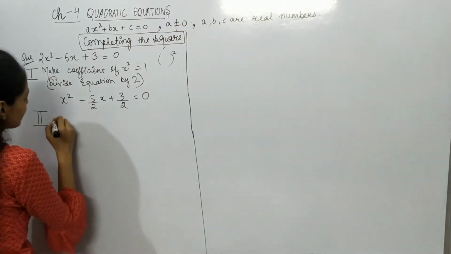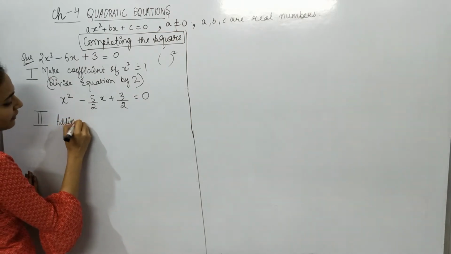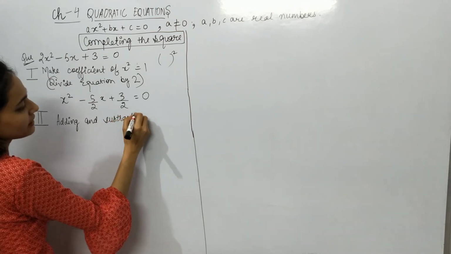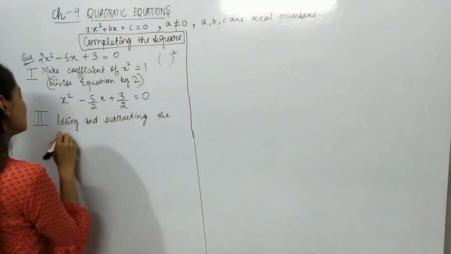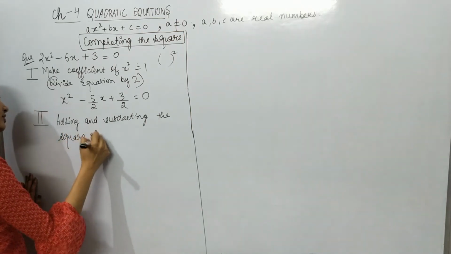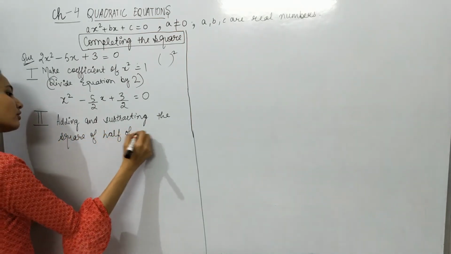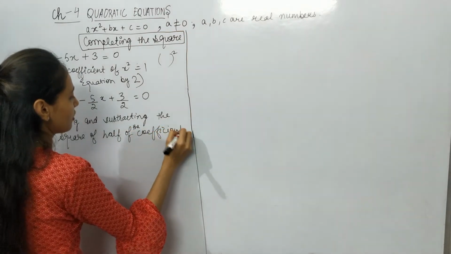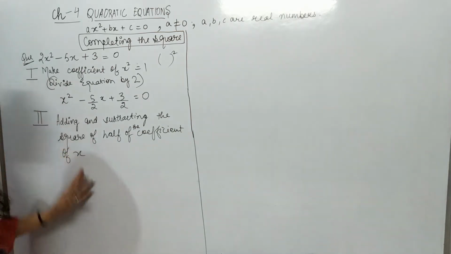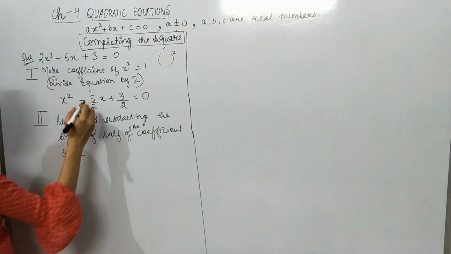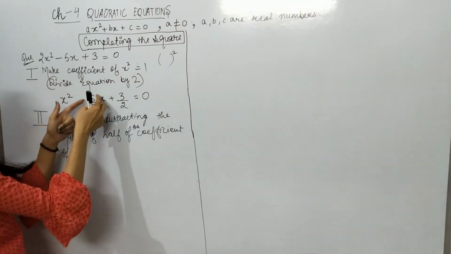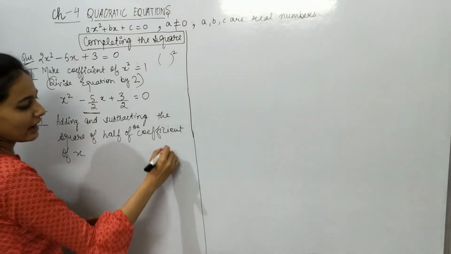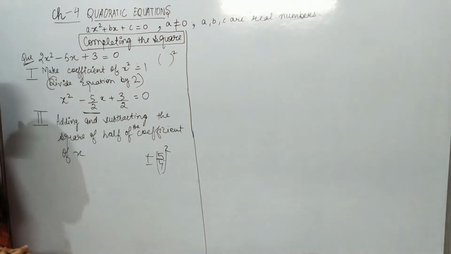Okay. Now the second step you have to do is adding and subtracting the square of half of the coefficient of x. How you have to do this is: the coefficient of x is this, so what will its half be? 5/4. Its square we have to add and subtract in this equation.